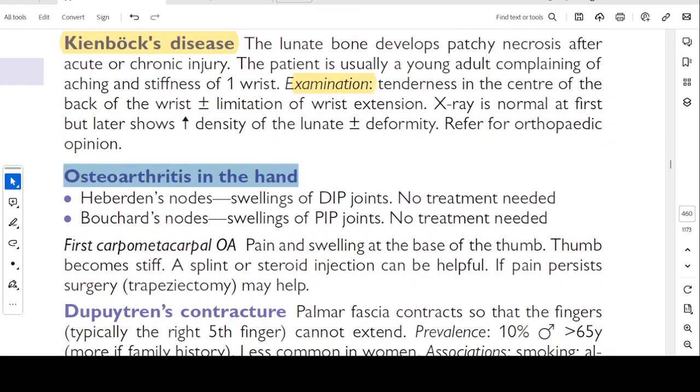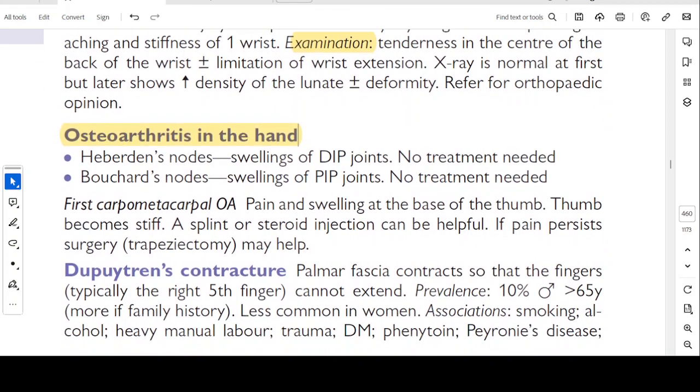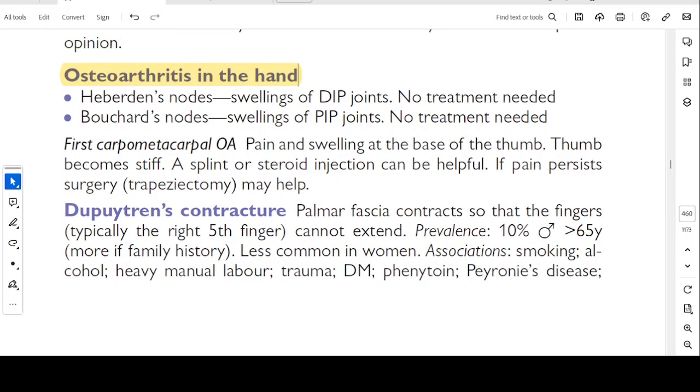Osteoarthritis in the hand. The major markers of osteoarthritis in the hand are Heberden's nodes, swelling of the distal interphalangeal joints, for which no treatment is required, and Bouchard's nodes, swelling of the proximal interphalangeal joints, for which no treatment is required. So Bouchard's is swelling of the PIPs and Heberden's is swelling of the DIPs.